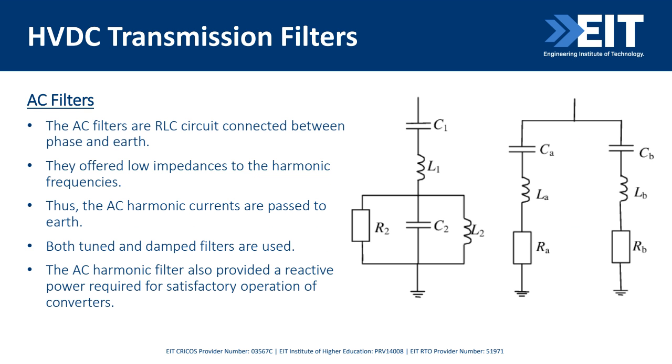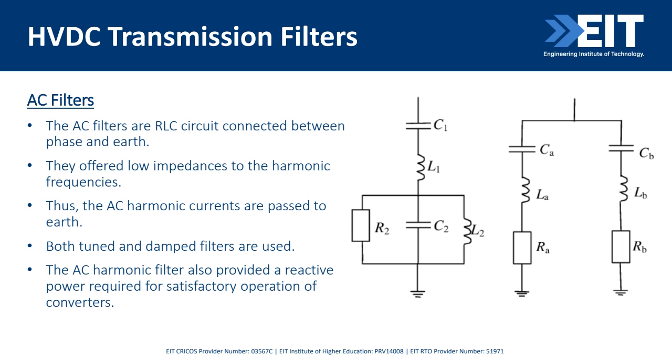AC filters, I'm sure you know about them because they are very widely used these days, and also in the past, several systems utilized this type of RLC circuit to work as AC filters. They offer low impedance to harmonic frequencies. The AC harmonic currents are passed to earth because they are grounded. They can be tuned or damped, both types of filters.